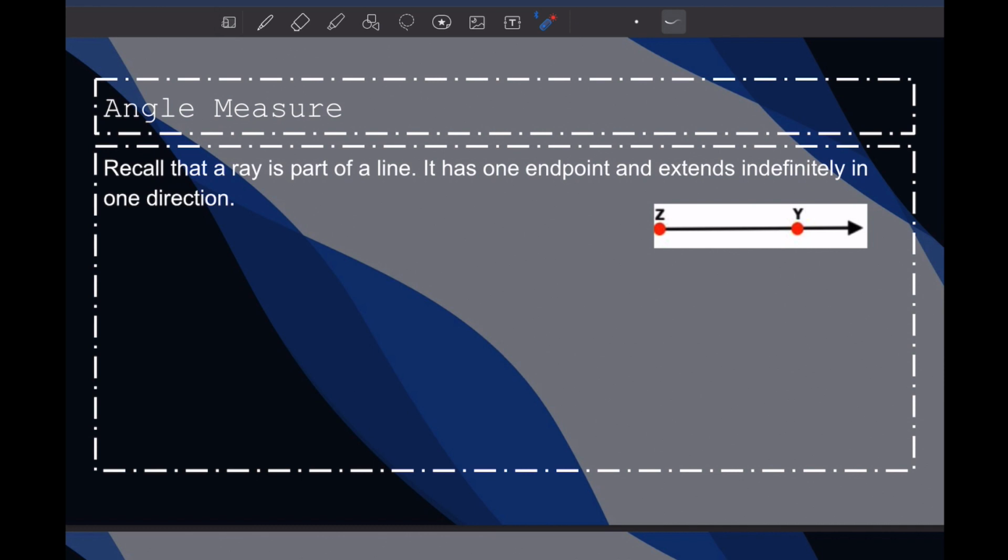So taking a look at this figure over here, we see that it has some sort of endpoint or maybe a starting point, however you want to look at it. It starts at Z and then it goes towards Y, right? And as it goes towards Y, it's going to go towards infinity. It's going to keep on extending, right? So that's what a ray is. It's part of a line.